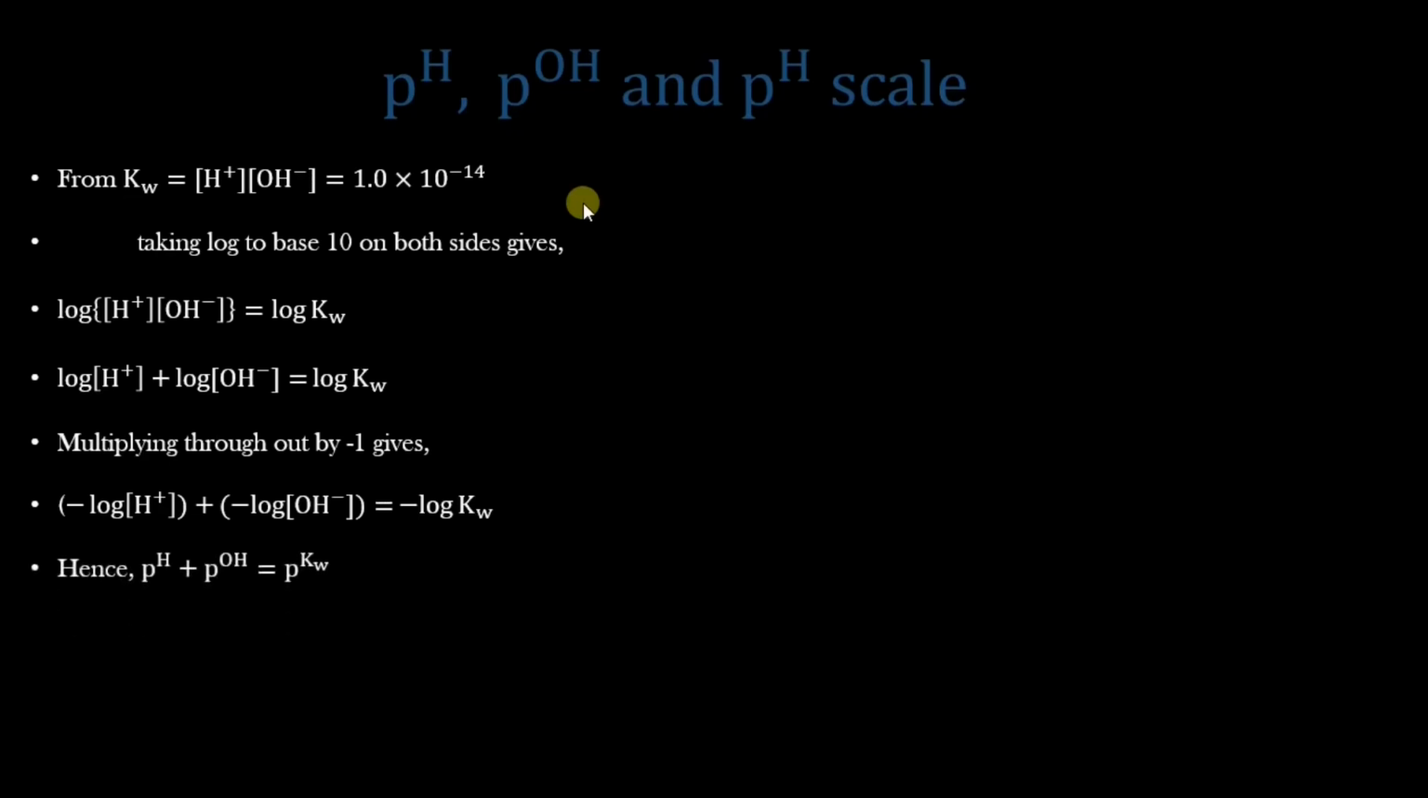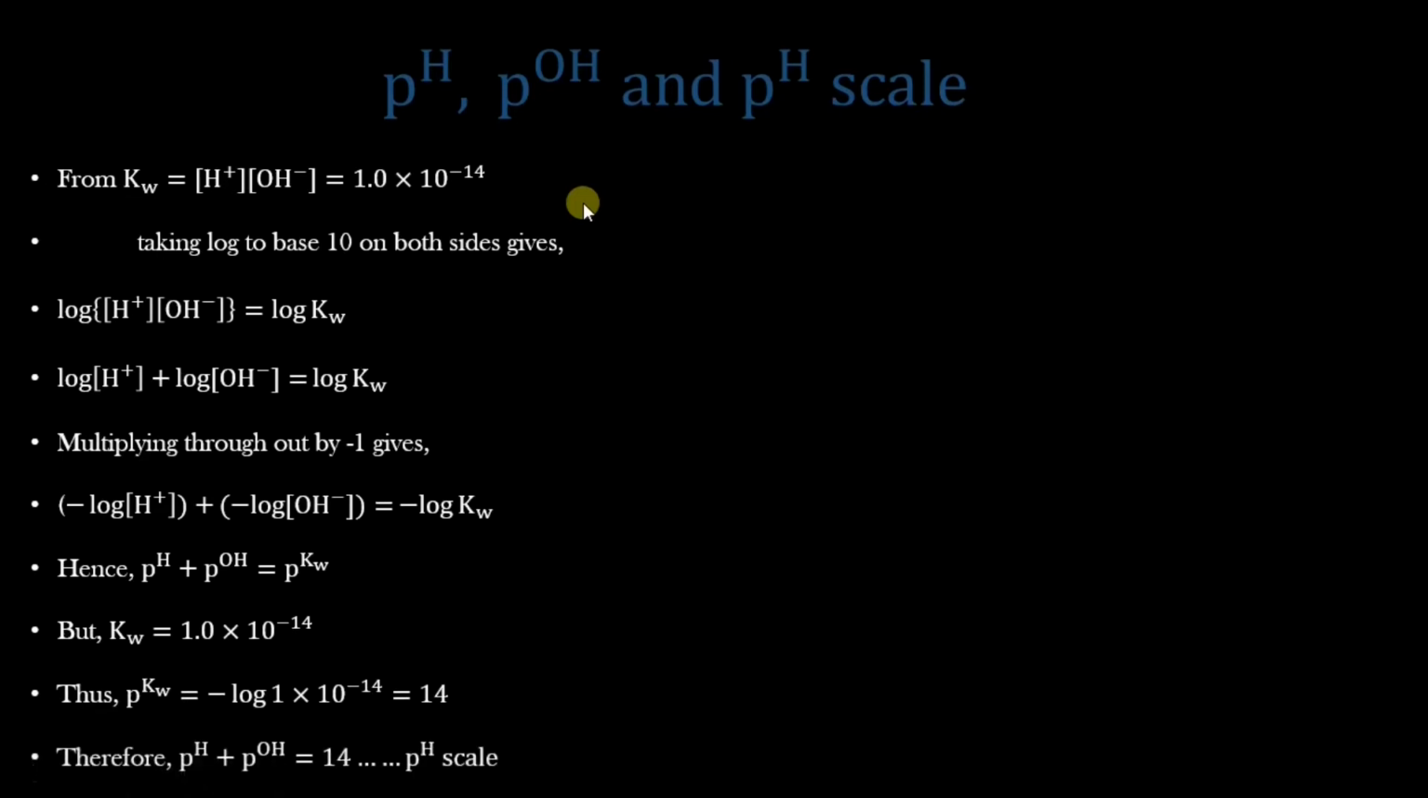Hence pH plus pOH is equivalent to pKw. But we already know the value of Kw at 25 degrees Celsius. Kw is 1 exponent -14, and if we substitute into negative logarithm of Kw, we shall be getting our answer as 14. So pKw is 14, so our equation can simply be written as pH plus pOH is equivalent to 14, and therefore the pH scale at 25 degrees Celsius is going to be ranging to a maximum of 14.